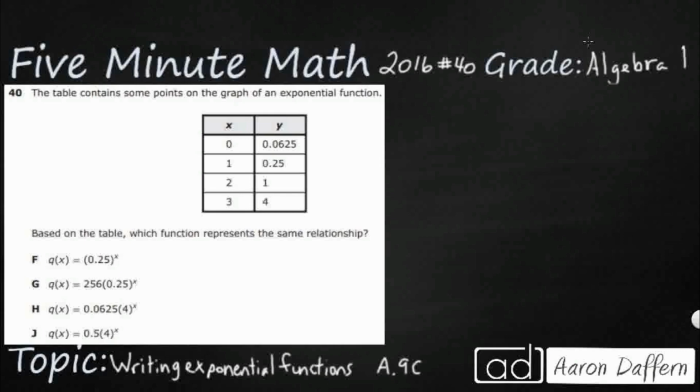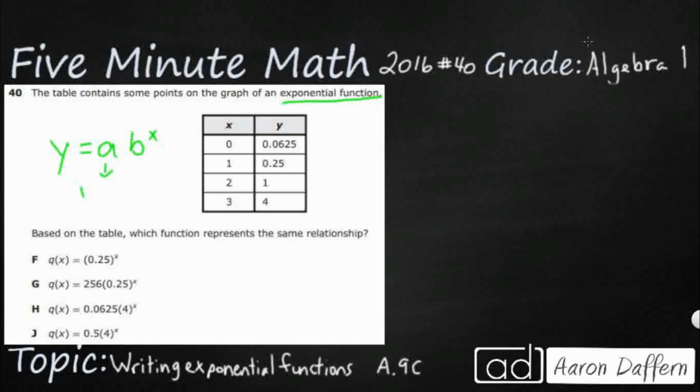So we have a table, we have an exponential function, so that's one thing that we need to know, and we need to find which function best represents this relationship here. Well, we need to know what our standard form of exponential functions is, so that's going to be y equals a times b to the x power. Now what do we know about these terms?